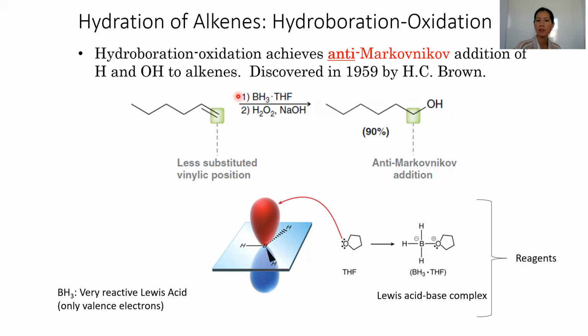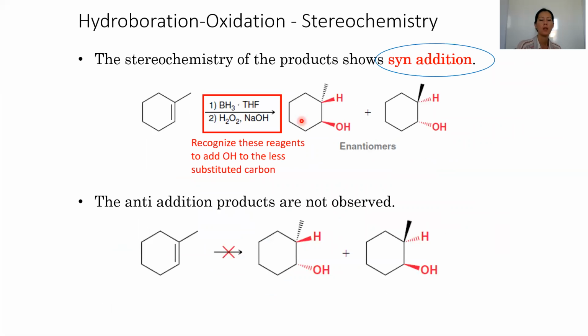Recognize these reagents. This borane here is a very reactive Lewis acid. It's shown as a dimer. And you can complex it here with a type of solvent called tetrahydrofuran, THF. And these are your reagents, your top reagent here that's being used. That is going to add boron and hydrogen across the double bond. And then later we can convert that using peroxide and sodium hydroxide to the alcohol.